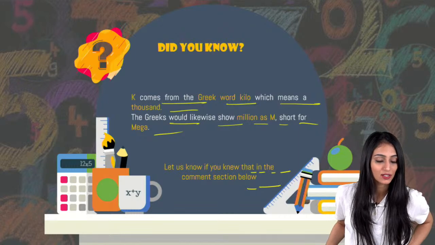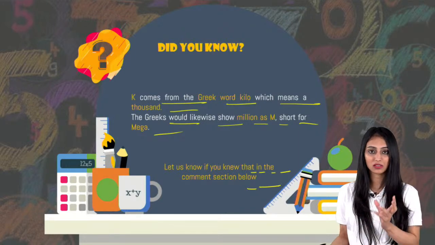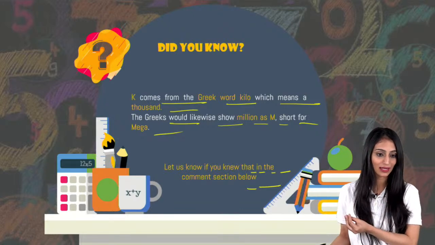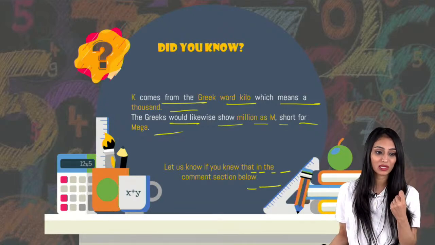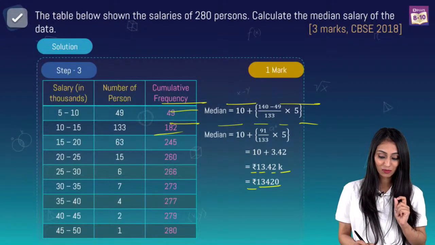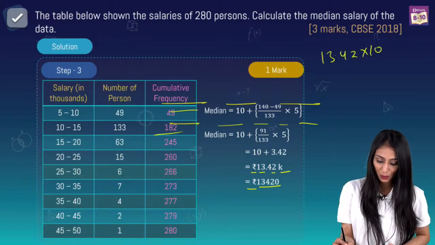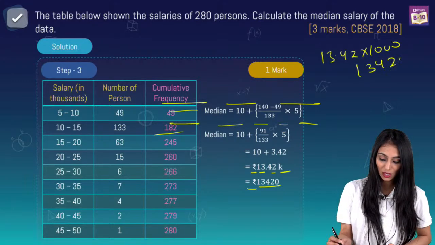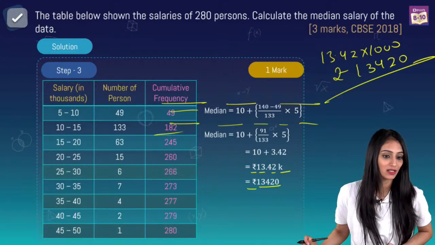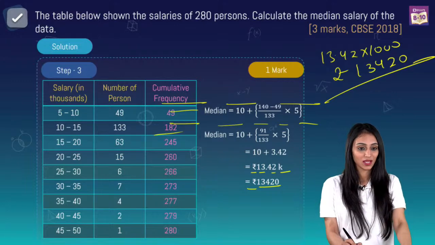Crystal clear, right? So don't write K. You can simply give the proper answer because K is representing 1,000. So write the answers with rupees. K is not the unit. I think you got me wrong. K is not the unit. K means 1,000, so 13.42K is representing 13,420. The unit is rupees here. So give it along with the units.